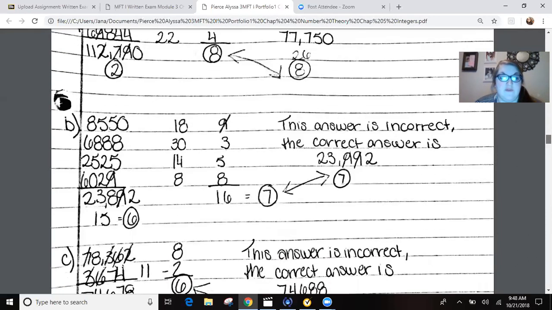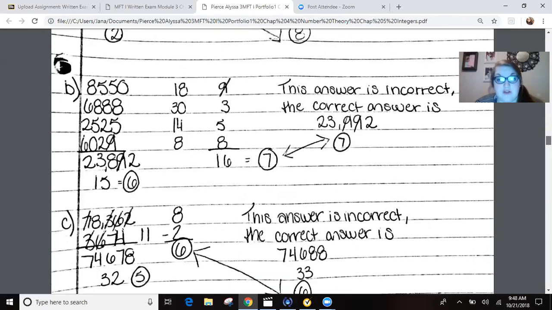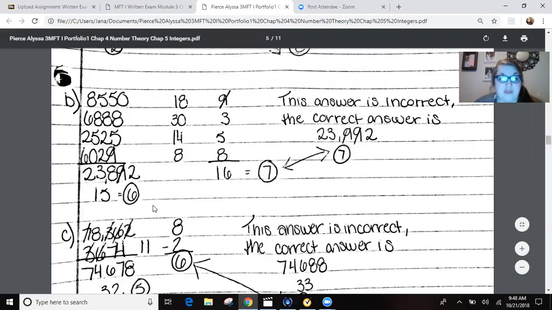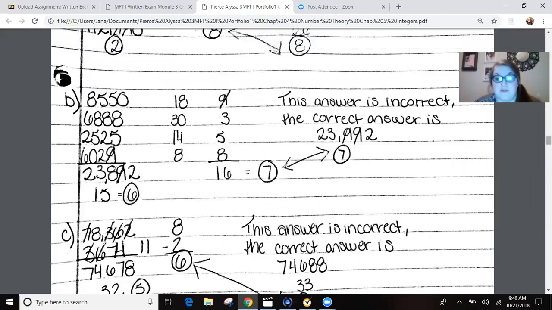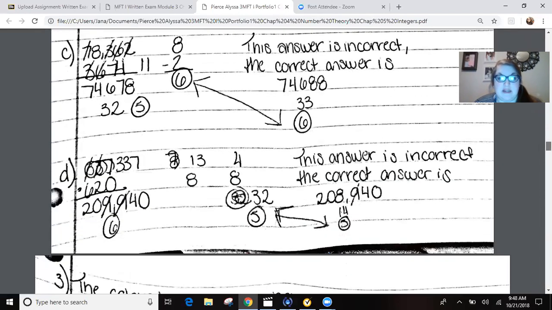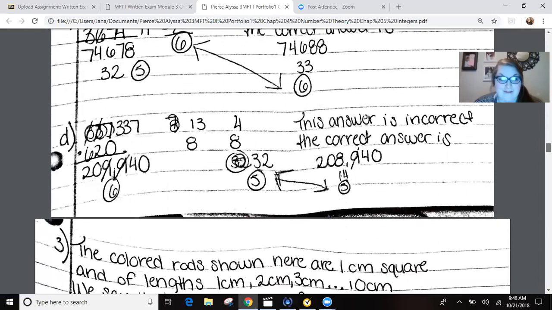So you keep doing this for B. We find that their answer is incorrect because after you cast out the 9s, you were giving 6. We got 7. So the correct answer is 23,992 because both of those equal 7. You'll continue to cast out 9s for C and D, which is what we did, and we found that each answer was incorrect, and then we found the right one again by casting out 9s.